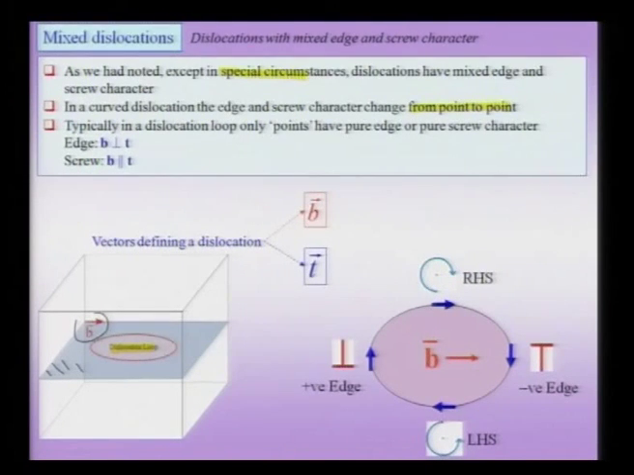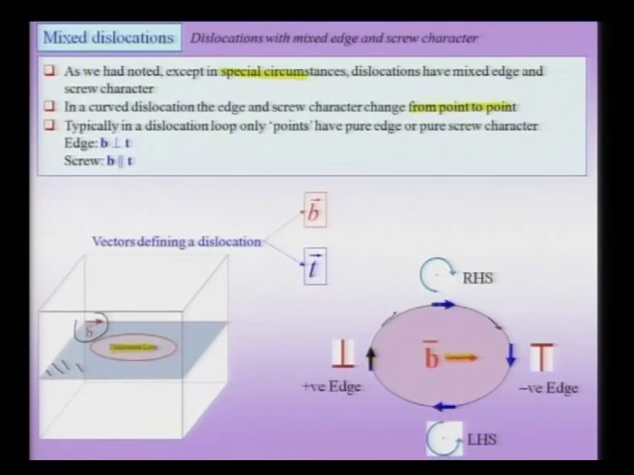You have this dislocation loop, and in this loop, you can notice that there are points where the T vector, for instance, is perpendicular to the B vector. So, this point obviously is of edge character. As I go down, you will see that the dislocation line is changing its character. My T vector rotates, it becomes horizontal, then it rotates even further, and then finally becomes opposite in direction. So, from point to point along this loop, the dislocation line is changing its T vector and also its character.